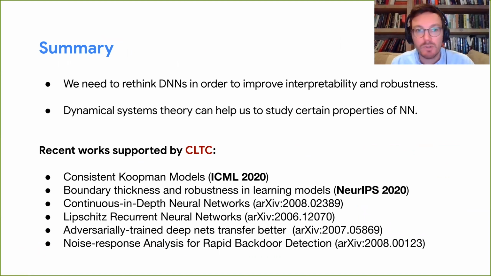I think it's really important that we start to rethink how we train and how we design deep neural networks, in order to improve the interpretability of such models and in order to improve the robustness. There are many different approaches for how we can tackle this problem. But the dynamical systems point of view is a particularly interesting one that has recently generated a range of interesting results. Here's a short list of some recent work which was supported by CLTC this year.